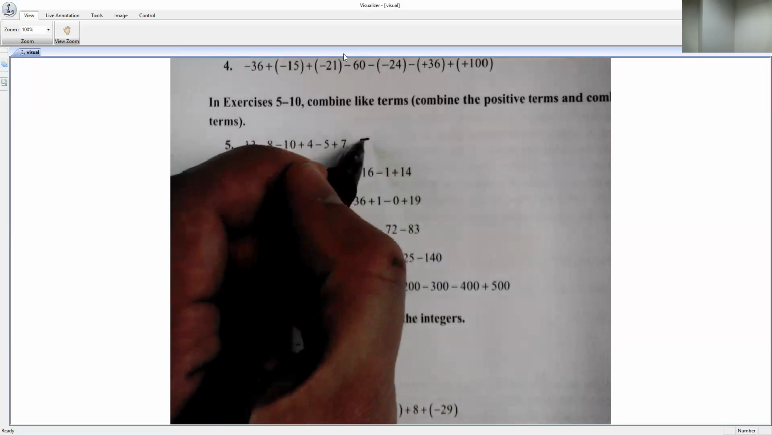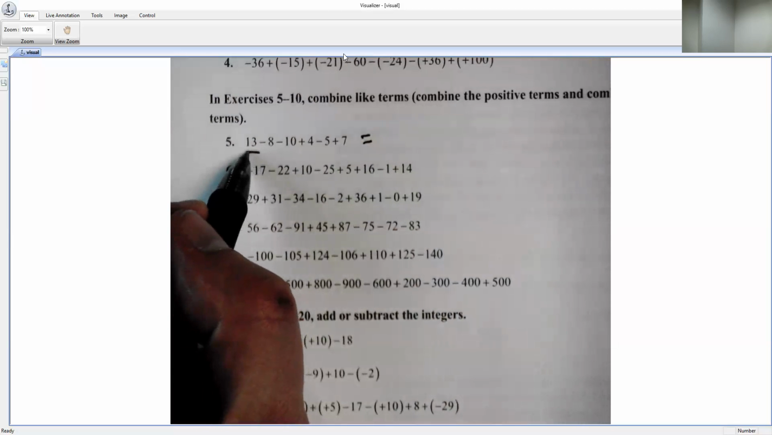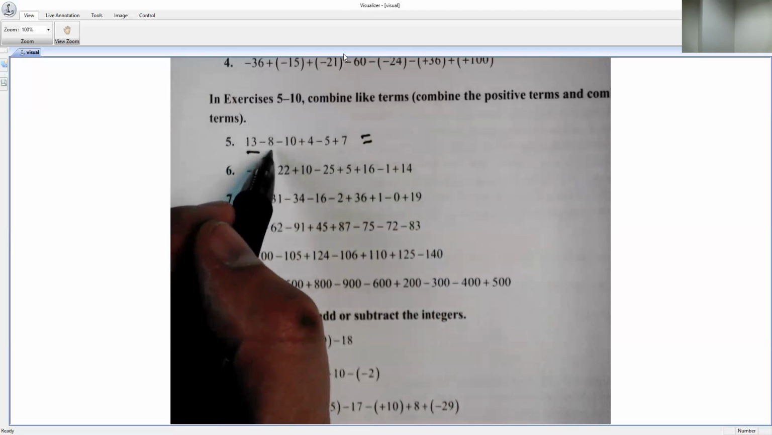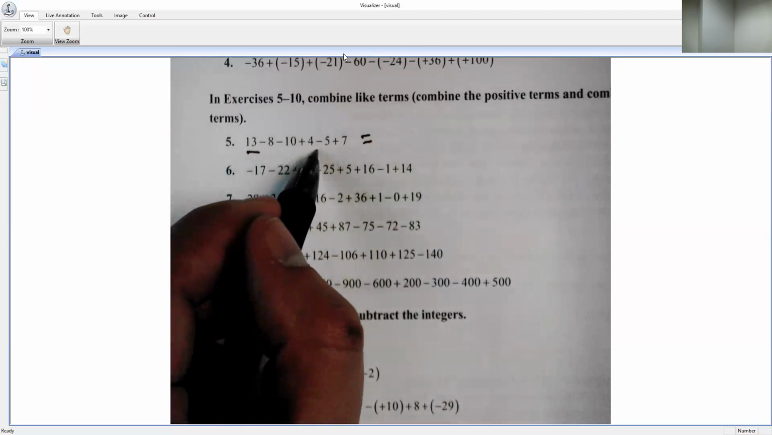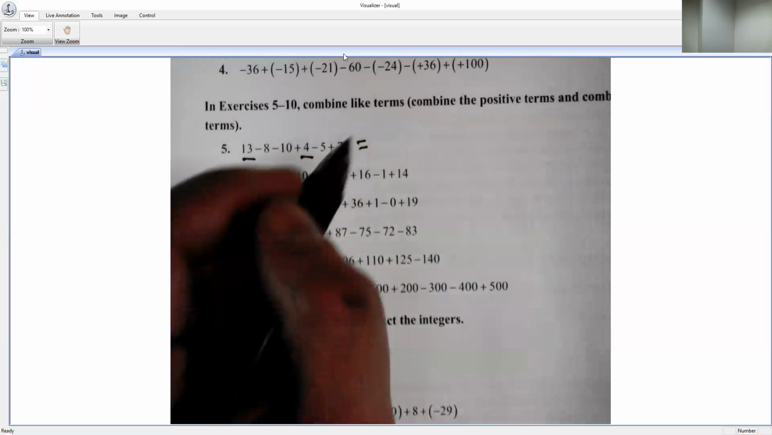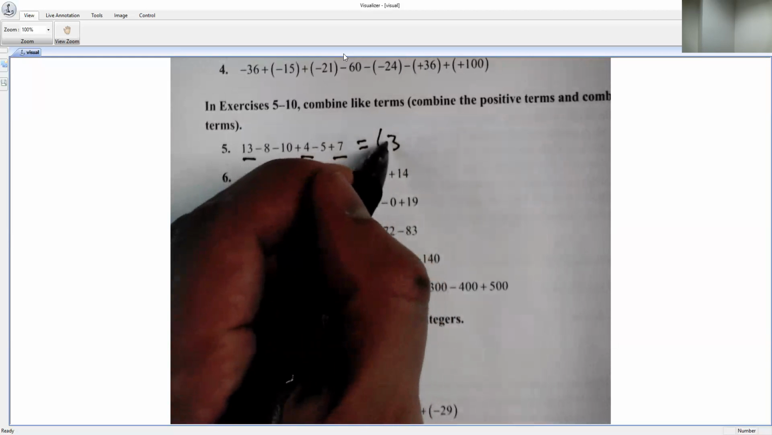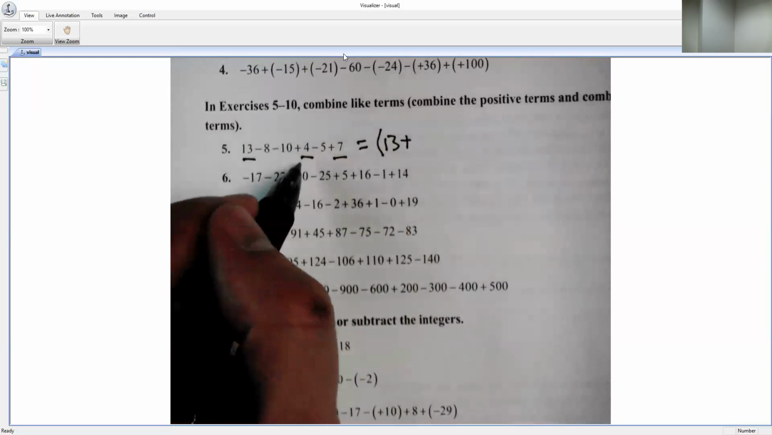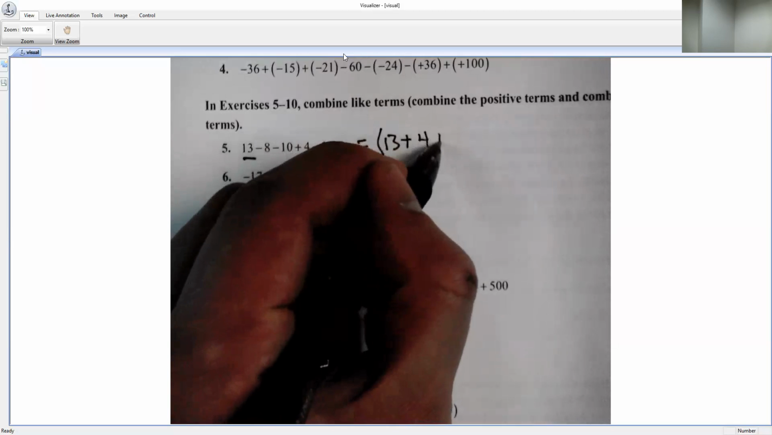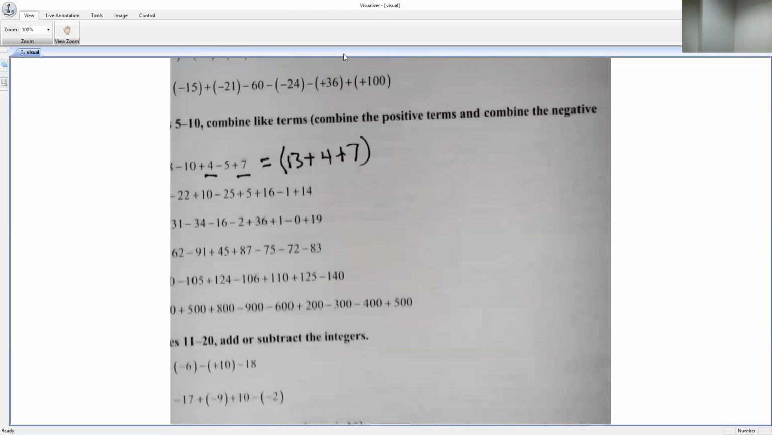So we can say that this is equal to, looking at all the positive numbers, the 13, let's see, that would be negative, that would be negative. The 4 is positive, and then the 7 is positive. I could group those as 13 plus 4 plus 7. Okay, so I've grouped all the positive terms together.